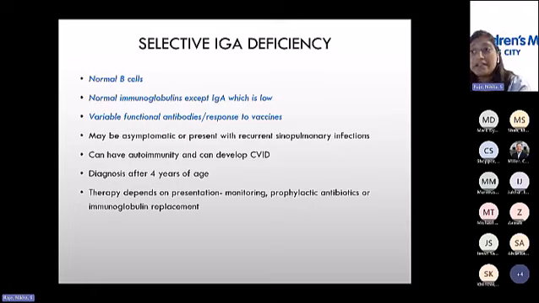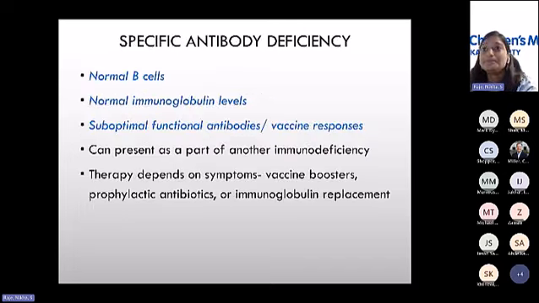These patients may need just monitoring. If they are doing okay and not having infections, they may need prophylactic antibiotics. And if their response to vaccines is low, they may need immunoglobulin replacement once in a while.